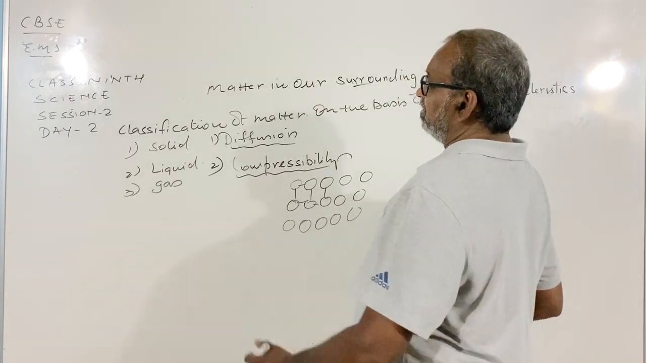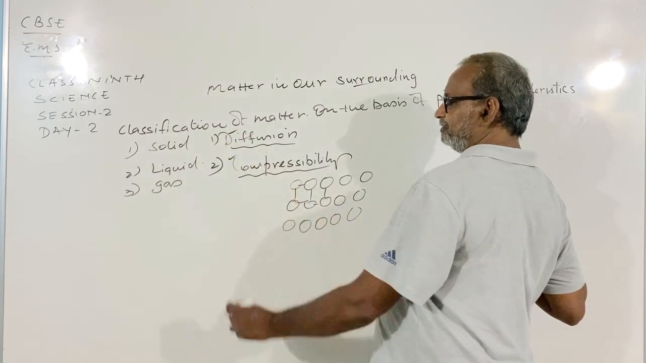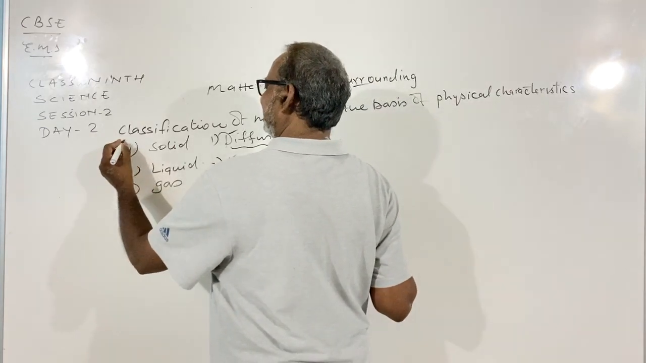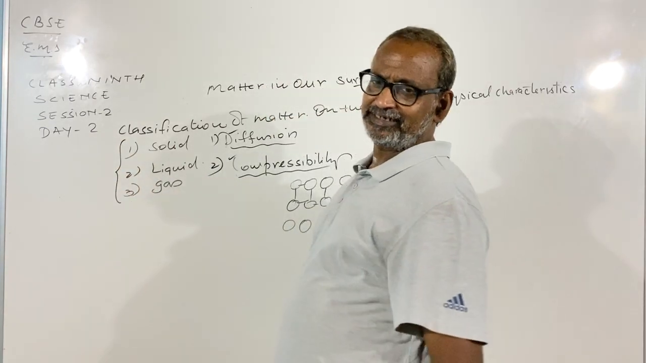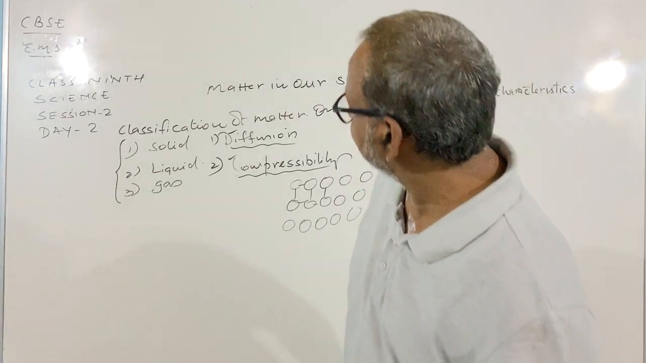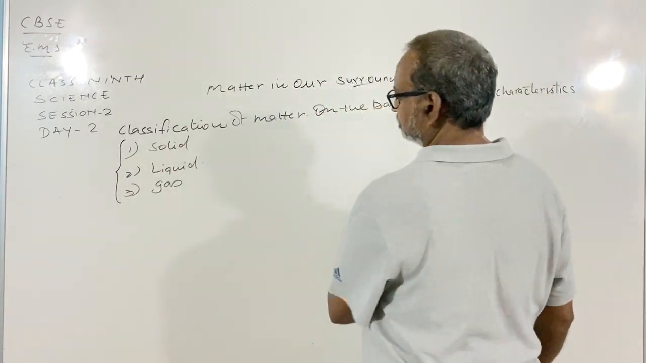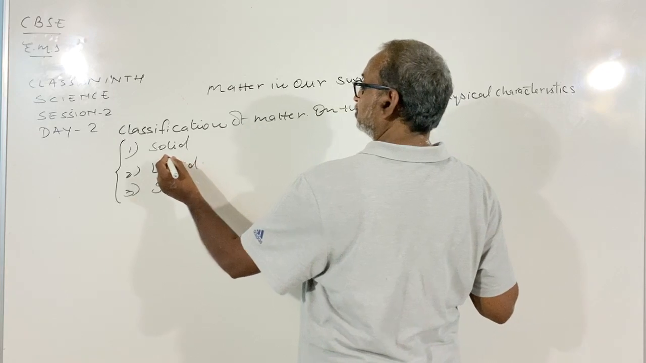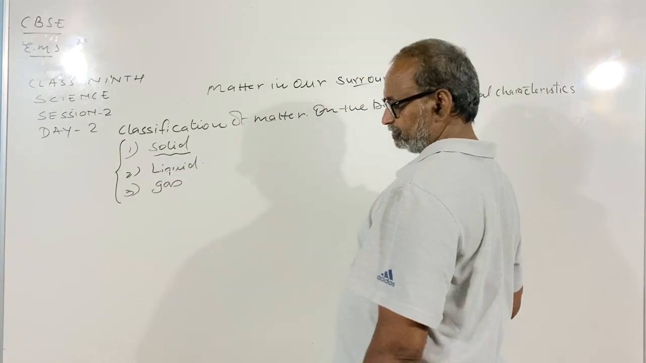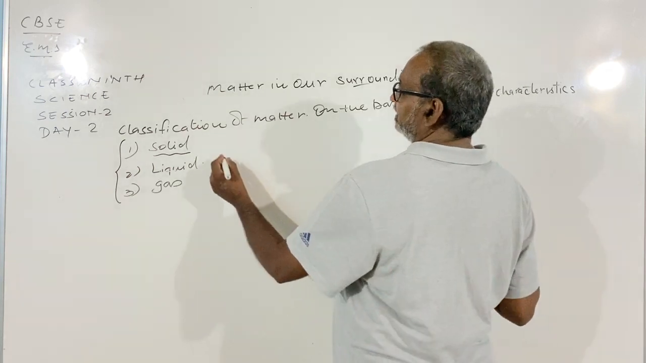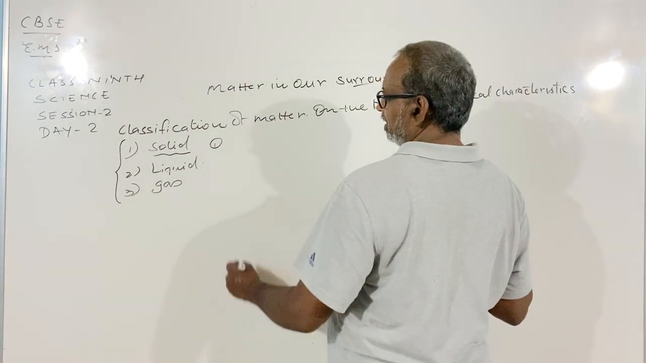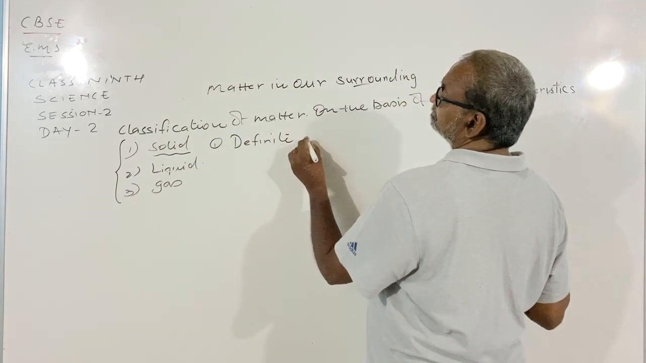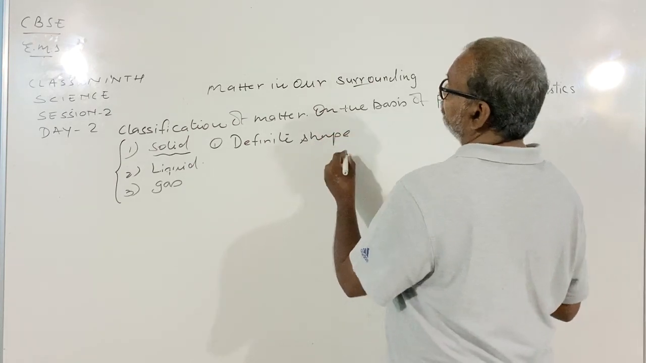Now, after the knowledge of diffusion and compressibility, we can discuss the three states of matter and their characteristics. Let's see. First of all, we shall discuss the properties of solids. Matter in the solid state has definite shape and volume.